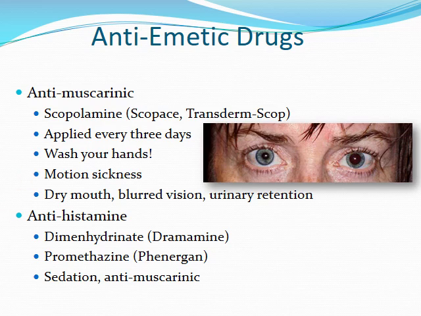So first off, looking at antiemetic drugs, there's a couple different ones that you're going to be seeing here. The most common antimuscarinic one that you'll see specifically is going to be scopolamine. So again, this is a competitive inhibition where the scopolamine will come in and sit on top of the receptor and prevent acetylcholine from activating it. A couple of different forms you see with scopolamine, but probably the Transderm Scop is going to be the most common one. This is the patch that ends up getting applied every 3 days.